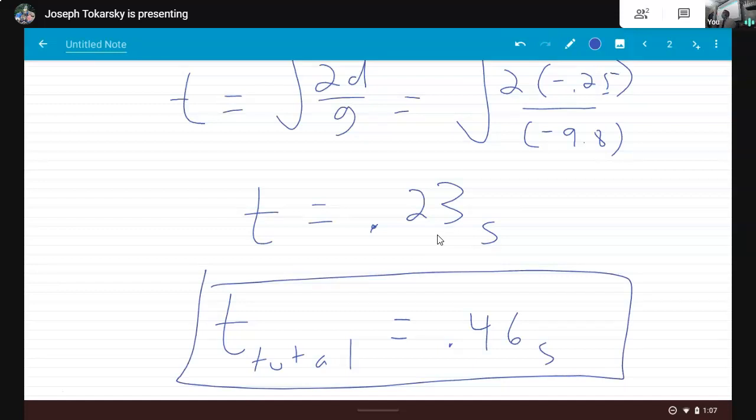So that's the best way to do it, because I didn't have to rely on something I already solved for, right? Cool. Question? Yeah.